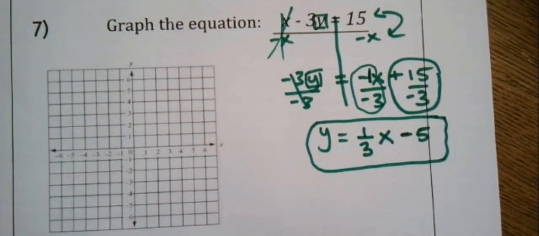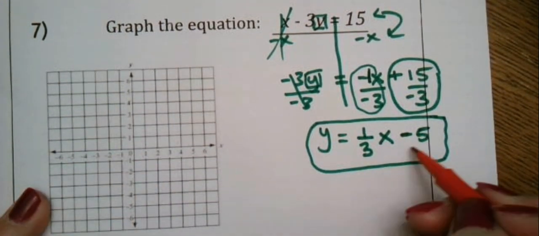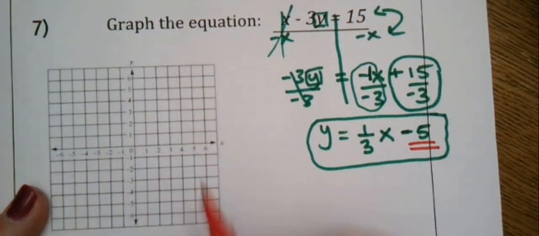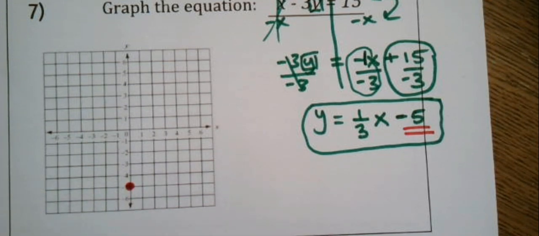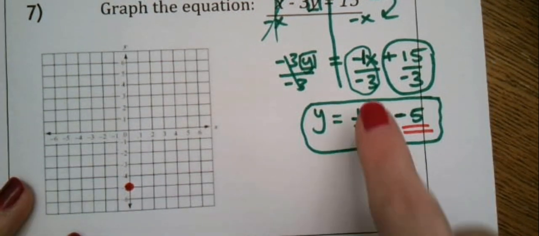Okay, we've got to graph it. We need a starting point. What's your starting point going to be? Yep, it's your y-intercept. Find it all the way down here. It's going to cross the y-axis at -5. Now we want to make additional points using the slope. Slope is nice here. It's 1/3. So I'm going to rise 1, run 3.